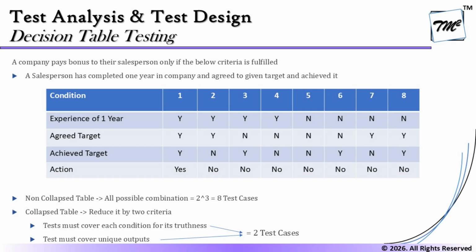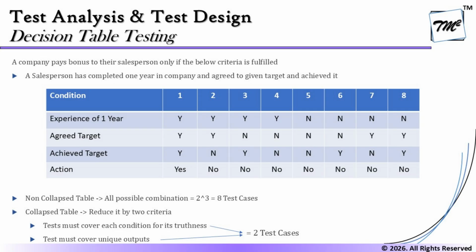Certainly, if you talk about test 1, you can say that test 1 covers all three criteria for truthness, so one test case is enough. The answer is no, because the second criterion is that the test must also cover the unique outputs. Now, the bonus in this case is paid only if you meet all three criteria: one year of experience, agreed target, and achieved target. In all other cases, you will not be paid bonuses.